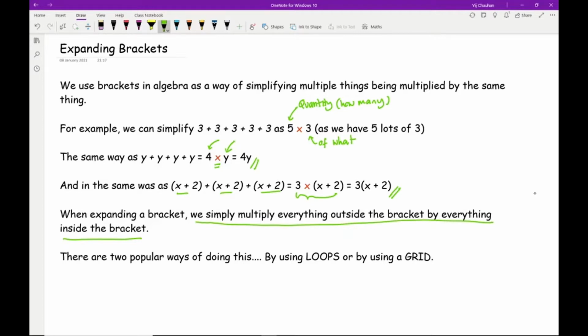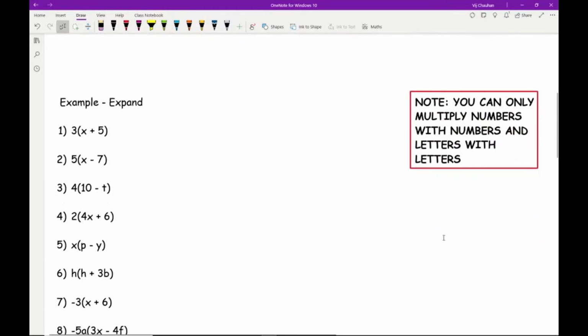Now, two of the most popular ways of expanding brackets are by using what we call loops, or by using a grid method. And it's entirely up to you which method you prefer to use. Personally speaking, the loop method is probably quicker and easier, which tends to be a big favourite with students. However, with the grid method you're less likely to make a mistake. It takes a bit longer, but as I said, it doesn't compromise accuracy. But again, we'll show you both methods when we go through some examples.